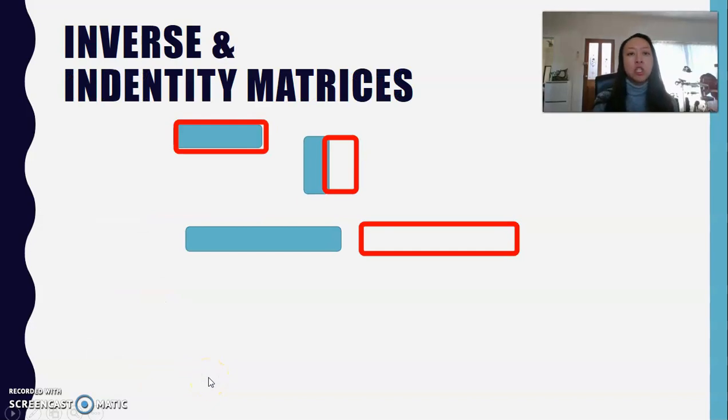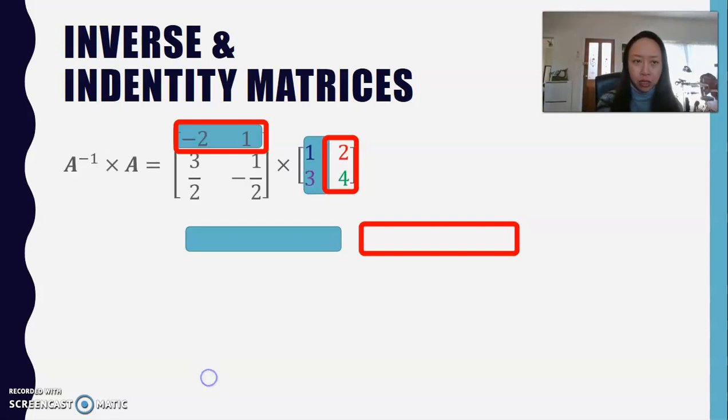Yep. So now that we have done this, okay, what is the relationship between inverse and identity matrices? Yep. So if I times them together, the inverse of matrix A and A, by doing the inverse work just now, we have gotten this matrix. So the inverse of matrix A is this one, negative 2, 1, 3 over 2, and negative half, times by the matrix A, which was 1, 2, 3, and 4.